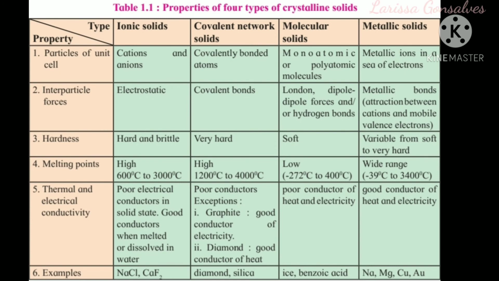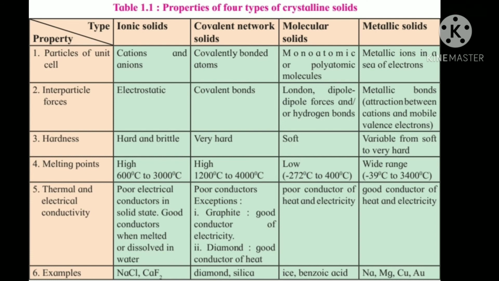Here is a table which gives the summary of all the four types of crystalline solids. So first we have the types, that is ionic solids, covalent network solids, molecular and metallic solids, and then we have the properties. The first property is particles of unit cell. For ionic solids it is cations and anions. For covalent network solid it is covalently bonded atoms. For molecular solids it is monoatomic or polyatomic molecules, and for metallic solids it is metallic ions in sea of electrons.